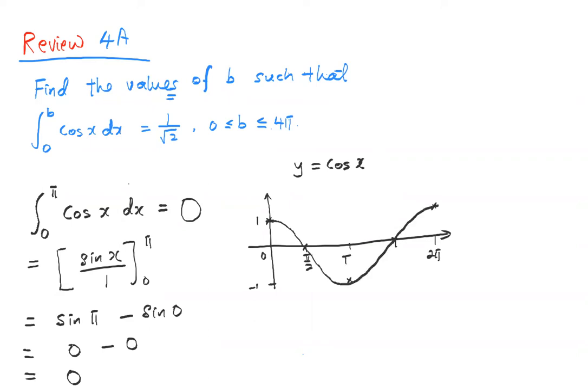Here is your pi. If I integrate from 0 to pi, it gives me this. So what can I say about area A and area B? They are the same, but one of it is above the x-axis, the other one is below the x-axis. That's why you add the two up, you get 0. So I can make a conclusion that area A is equal to area B. Am I right?